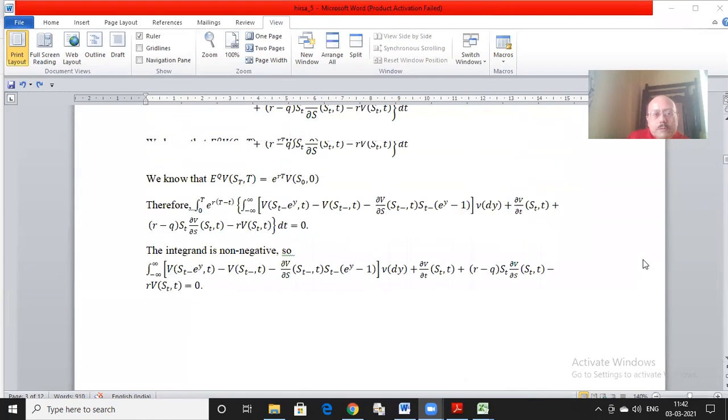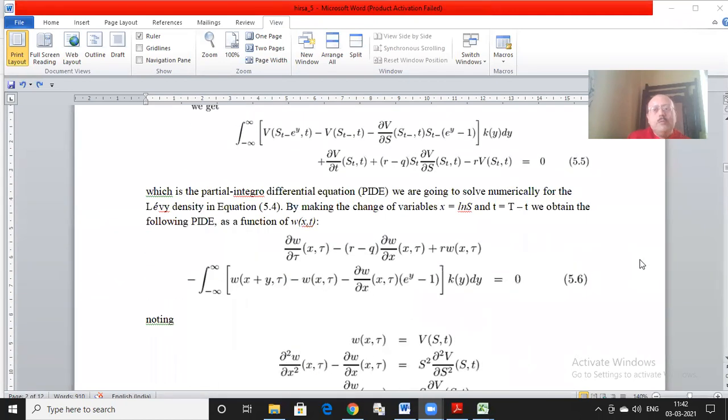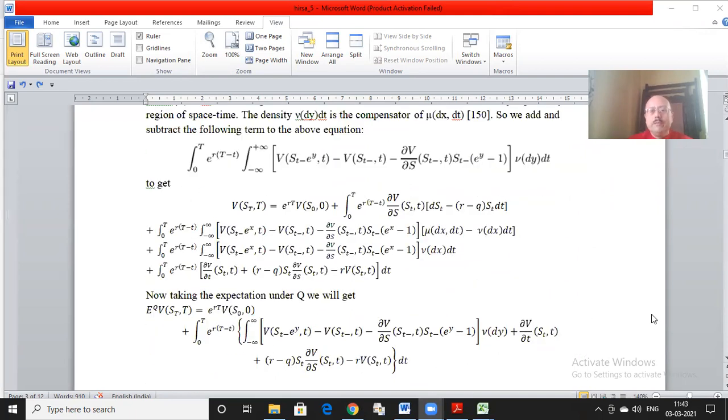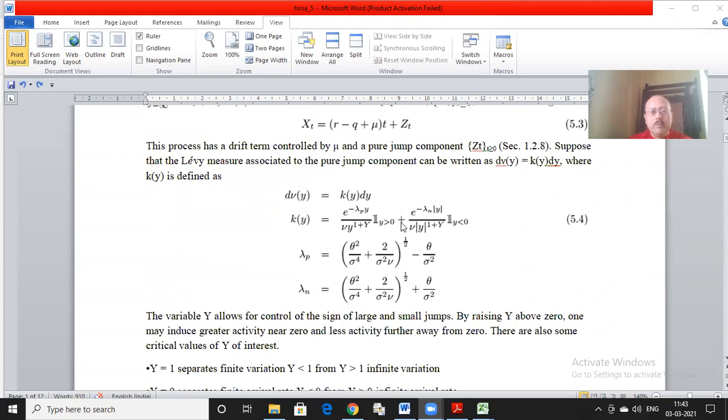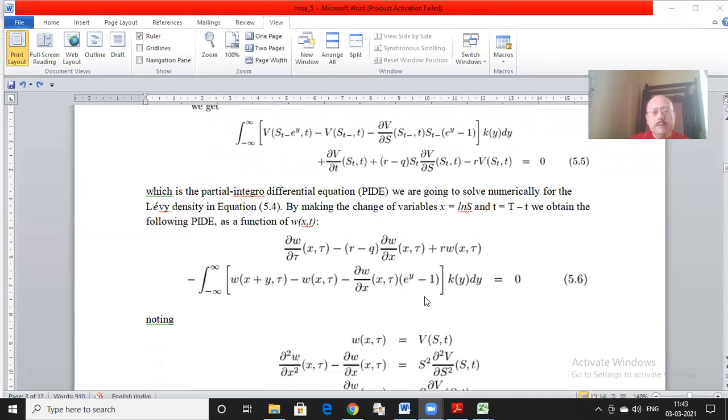Okay, so if you are okay with 5.5, then we move on to the numerical part of this. 5.5 is our target PIDE. This is the PIDE we wanted to set up. And we are going to solve this numerically for the particular Levy density as in 5.4. This candidate we will be using to make explicit numerical calculations.